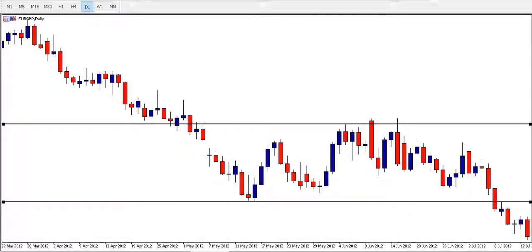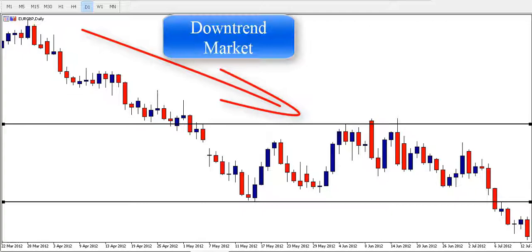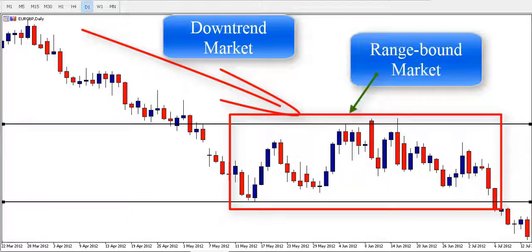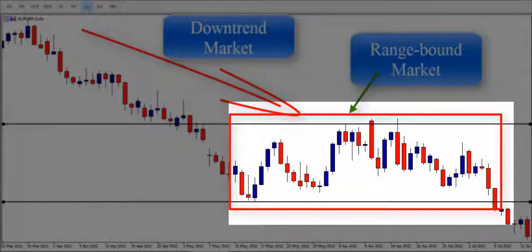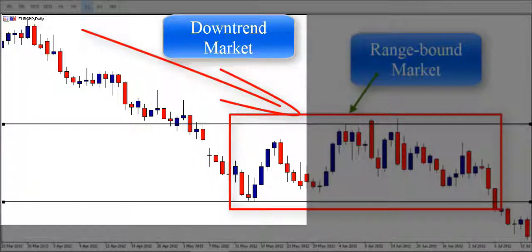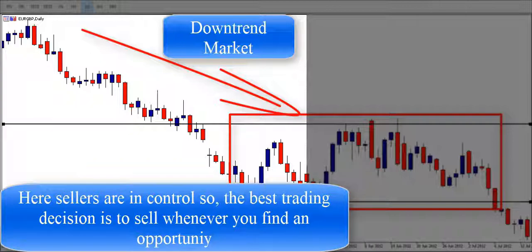Let me give you another chart example. As you can see here, this is a downtrend. The market is making lower highs and lower lows, followed by a range. Your trading decision here is completely different from yours here. In this trading condition, sellers are in control of the market. So the best trading decision will be to sell when there is an opportunity to join sellers.